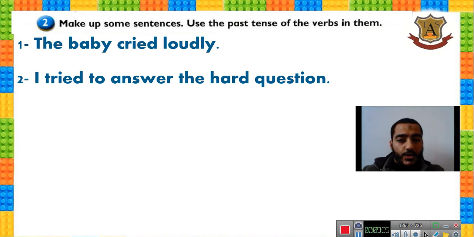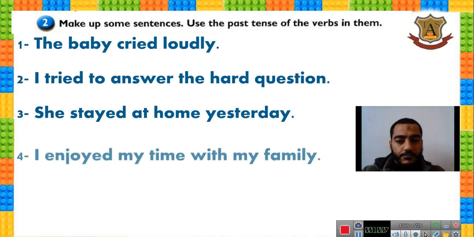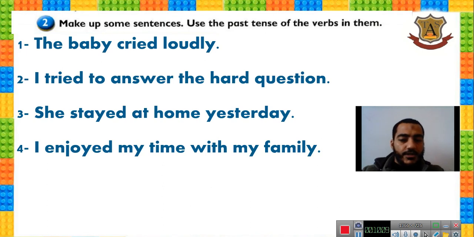Okay, look at your book. See what the next verb is. Try to make a sentence. Pause the video, and then come again. Number 3. She stayed at home yesterday. Stay, the past of stay, stayed. Okay, number 4, which verb? Yes, enjoy. Enjoy becomes enjoyed. I enjoyed my time with my family.